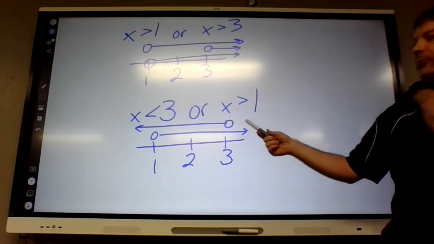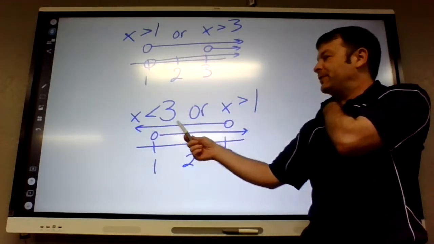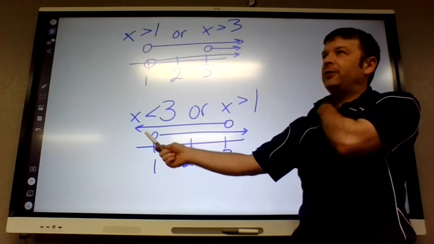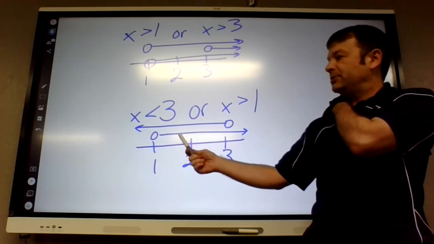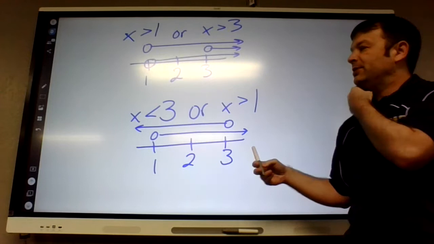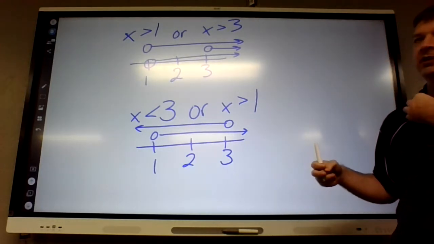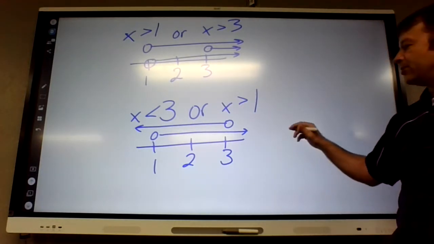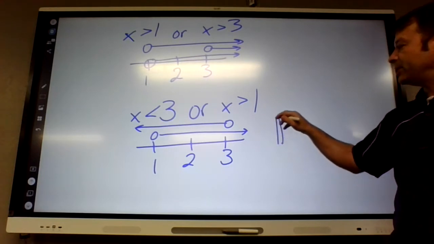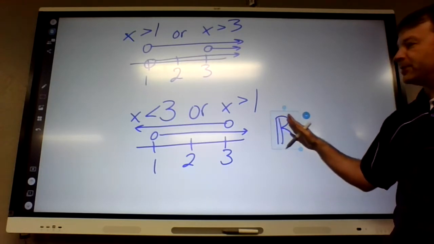Okay, if you think about these arrows, it means it goes forever, right? Is there any number not covered by either this one or that one? No. So every number is included. How would we write every number? The fancy R. Yeah, all real numbers. Okay, but we're not supposed to write all real numbers. We're supposed to graph it.